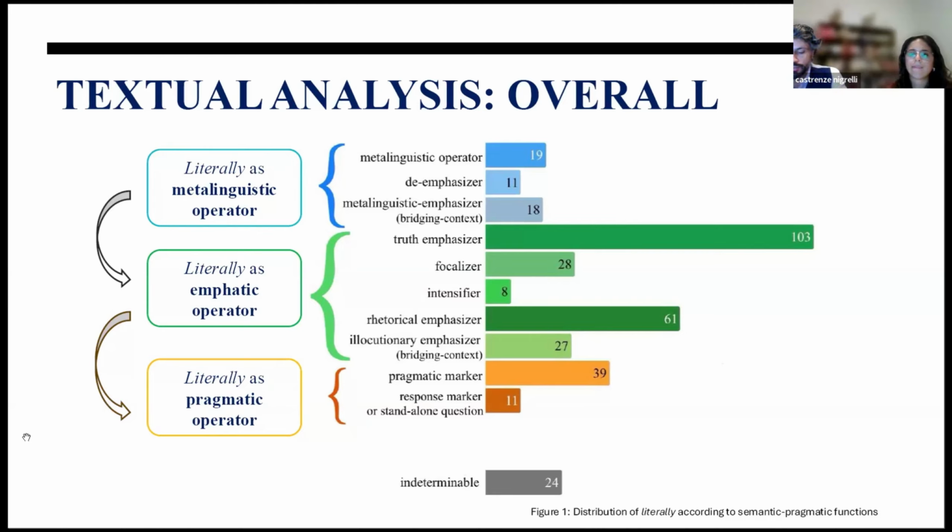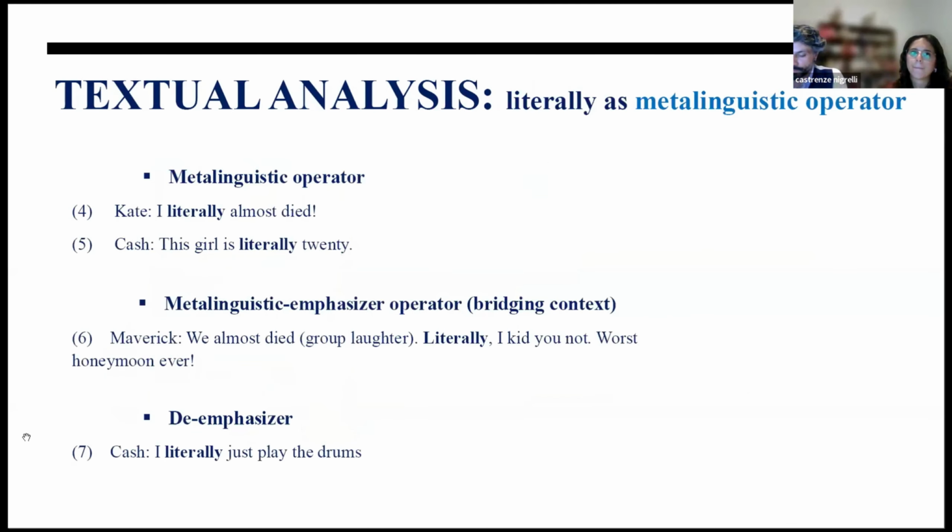Let us start from the prototypical metalinguistic function of literally. As a metalinguistic operator, literally can be paraphrased as in the truest sense of the word, not figuratively. And it's used when the speaker wants to disambiguate any potential metaphoric or hyperbolic interpretation, as in example 4, as well as with real numbers or clear quantities, as in example 5.